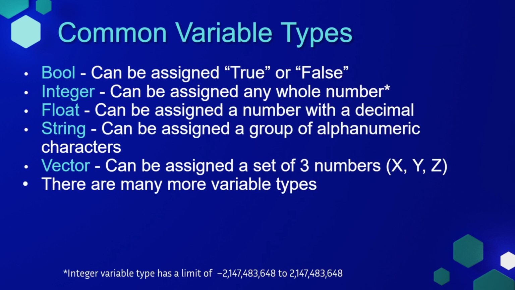Some common variable types that we'll use throughout this part of the course are a bool, which can be assigned to either true or false, an integer, which can be assigned to any whole number, and we'll see that it actually does have a limit, a float, which can be assigned to a number with a decimal, a string, which can be assigned a group of alphanumeric characters, a vector, which we talked about, that can be assigned three numbers, usually as three axes, x, y, and z.